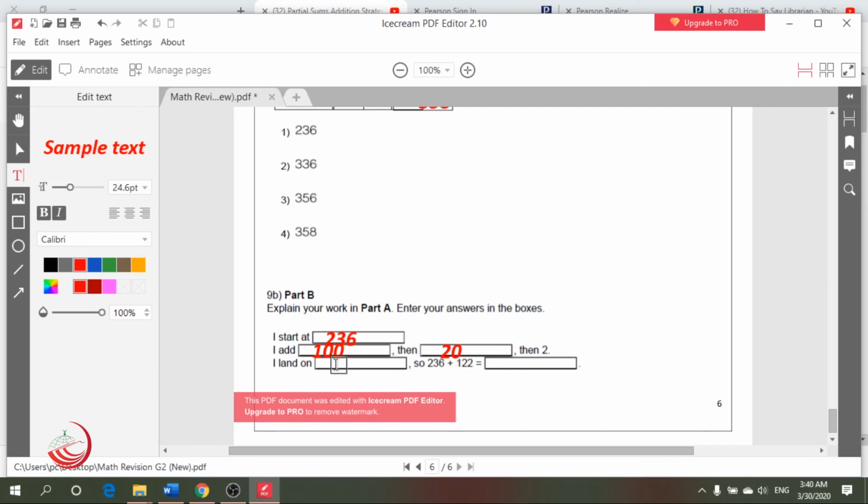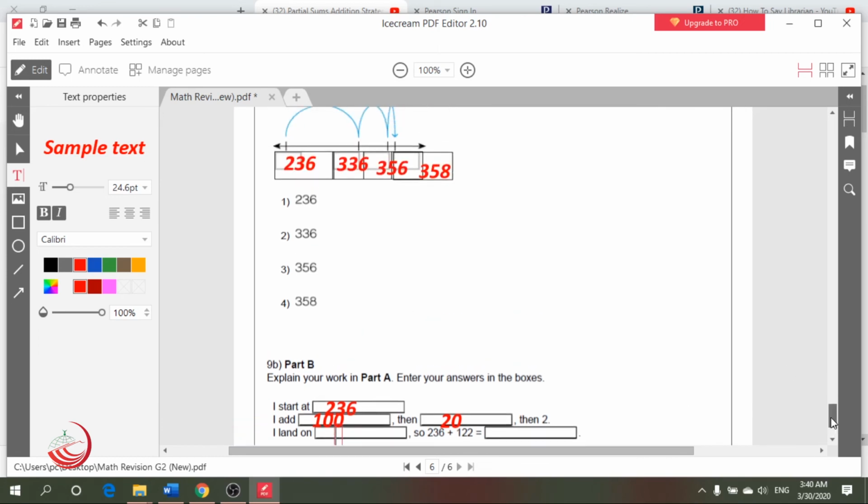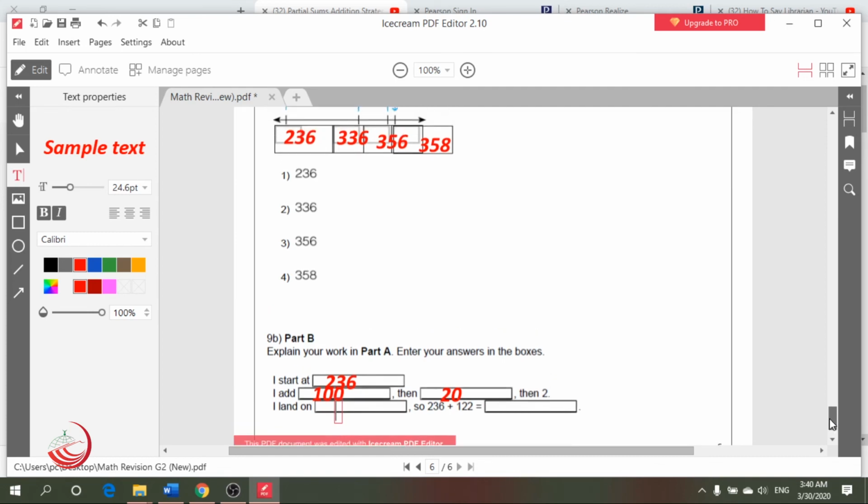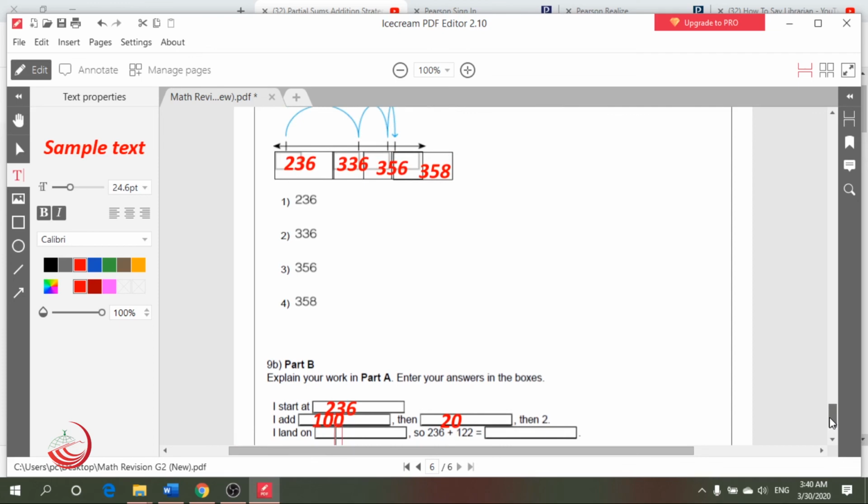So what was the answer when I added? 236, I added on, then 2. I added on, so he will add here 100, so it will be 300, yeah. So I had here how much? 300, 336.